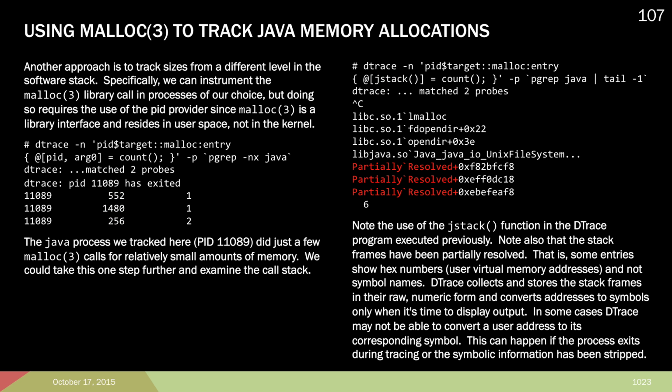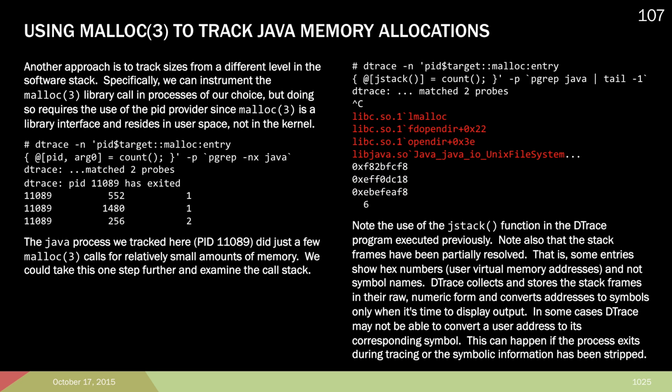Note the use of jstack. Note also that stack frames have been partially resolved. That is, some of the entries show hex numbers, user virtual memory addresses, and not symbol names. DTrace collects and stores stack frames in their raw numeric form and converts addresses to symbols only when it's time to display output. In some cases, DTrace may not be able to convert a user address to its corresponding symbol. This can happen if the process exits during tracing or the symbolic information has been stripped.